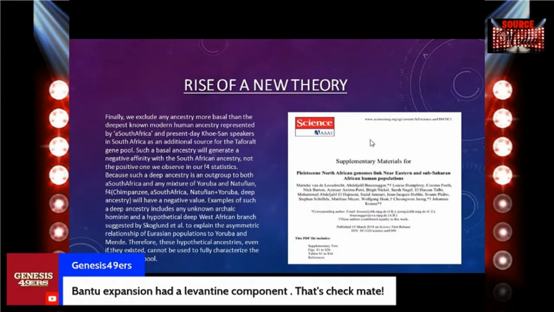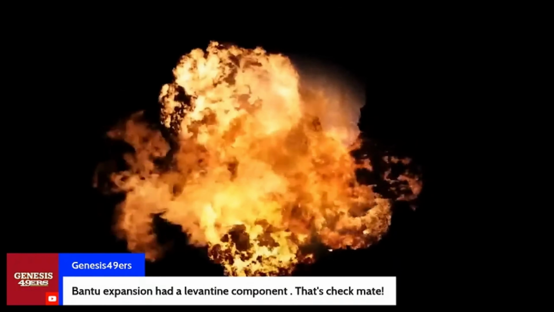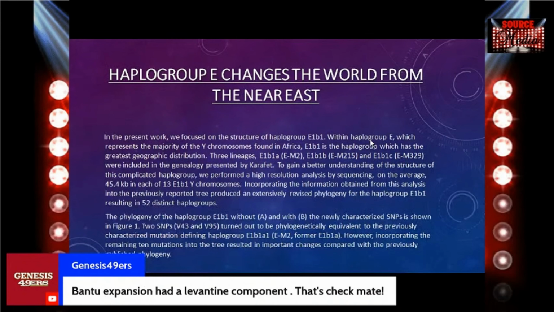2018 in Science Magazine. All right. Again, Haplogroup E changed the world from the Near East. In the present work, we focused on the structure of the haplogroup E1B1 or EP2 within haplogroup E, which is representative of the majority of the Y chromosomes found in Africa.